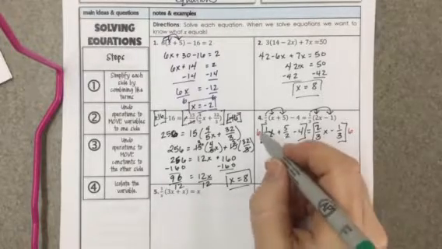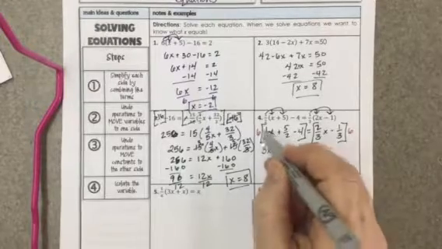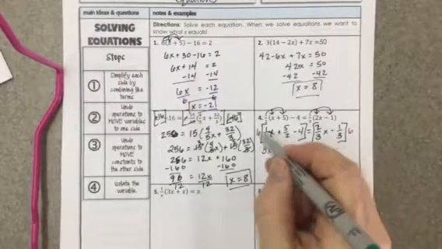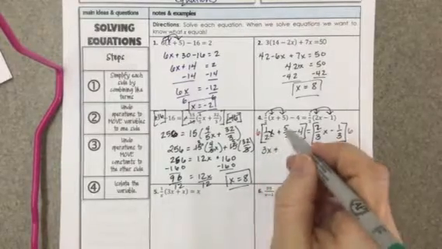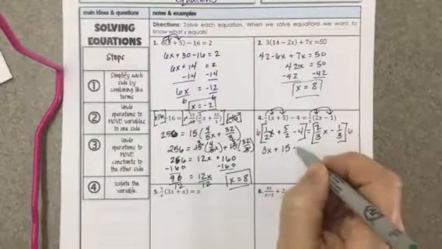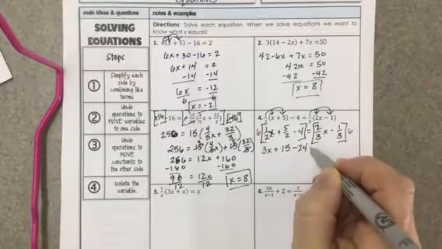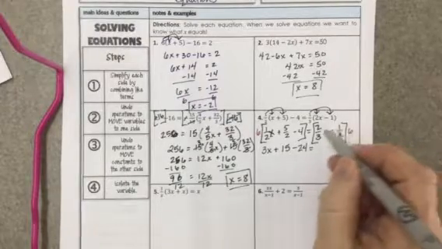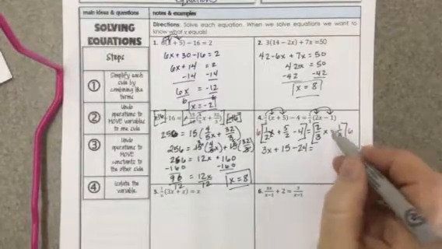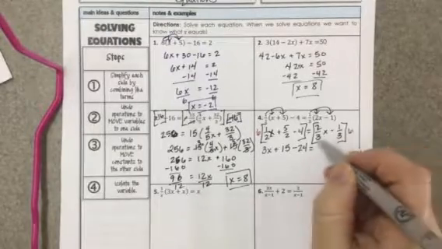So half of 6 is 3, so this is 3x. Okay, then 2 goes into 6, 3. 3 times 5 is 15. 6 times 4 is negative 24. Now I'm going to multiply these two terms by 6. 3 goes into 6 twice.